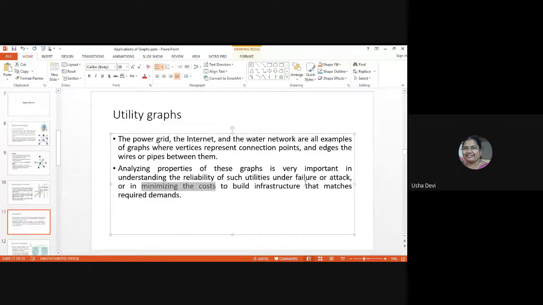Just assume there are lots of water supply plants. Among them, which one could be the feasible one, or which one will have the minimized cost to supply the complete coverage area? Those things you may handle with utility graphs, and this is also applicable for power grid machines. Even the internet is one of the best examples of utility graphs.